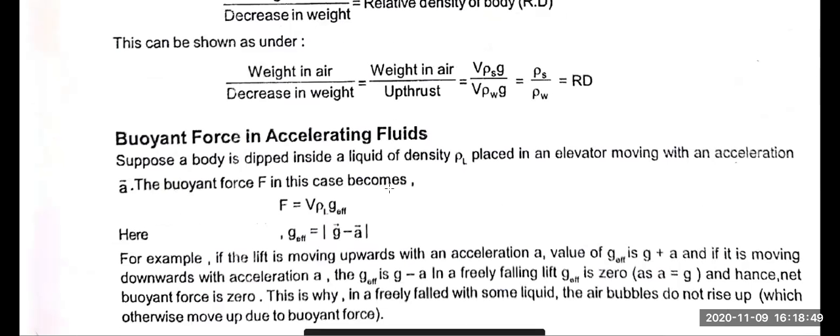Now, think about it. If any object is moving in upward direction, so g will be what? g effective will be g plus a or g minus a, depending on the concepts. So if any object is moving in upward direction, then it is g minus a. If it is moving in downward direction, then it is g plus a. Yes or no?